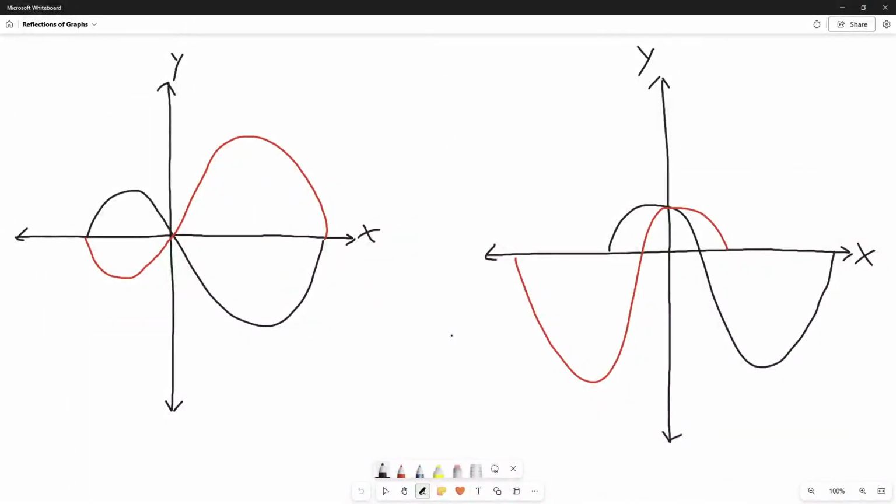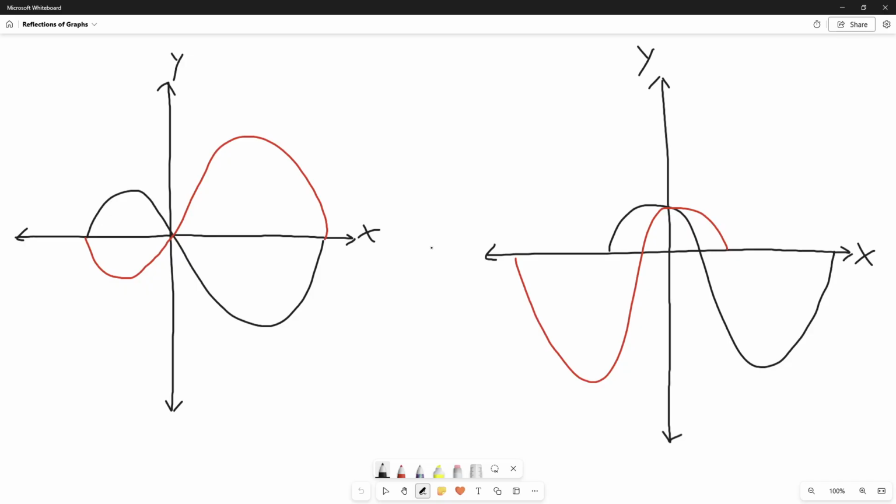A reflection is a type of geometrical transformation, which is where a function is altered in a certain way. For a reflection, the graph is flipped about one of the coordinate axes, like the y or x axis, and its orientation changes, but the size of the graph stays the same.